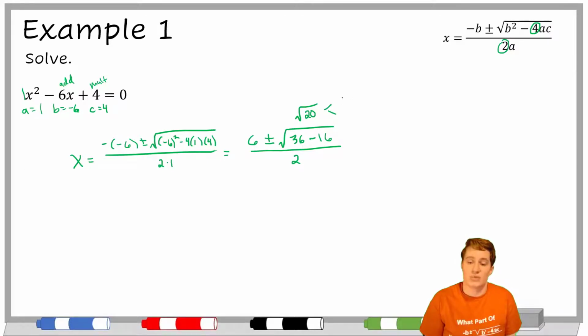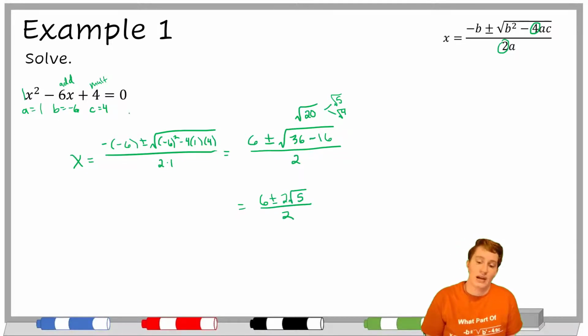So I need to say, what does 20 split up into? Well, it splits up into 5 and 4, and I can square root 4, which means this is 2 square roots of 5. So 6 plus or minus 2 square roots of 5 over 2.